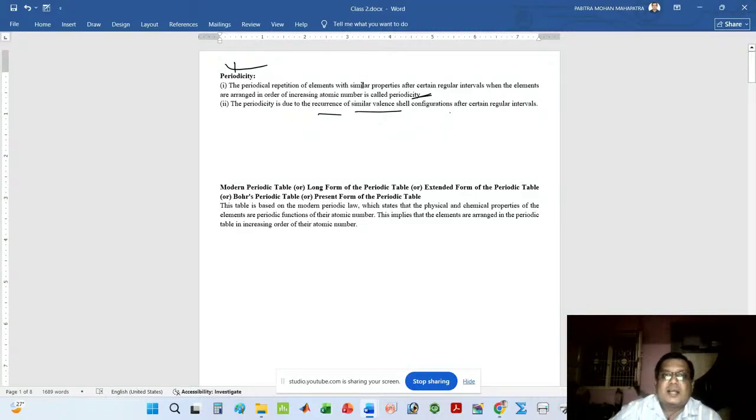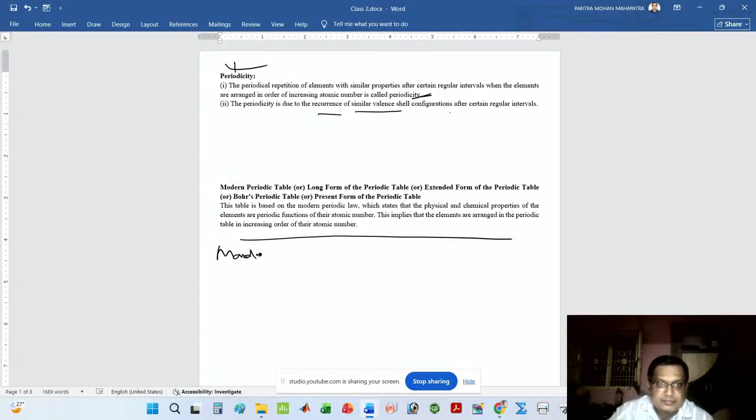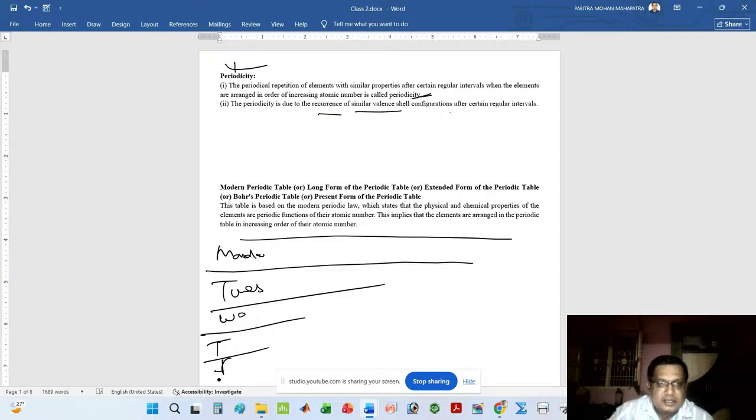Periodicity means the repetition of elements with similar properties after a certain regular interval when the elements are arranged in the order of increasing atomic number. I will give a general example. You know very well about the class timetable. Suppose I want to draw a class timetable. Suppose this is your Monday, this is your Tuesday, next this is your Wednesday. Like this, you can write Thursday, Friday, Saturday.